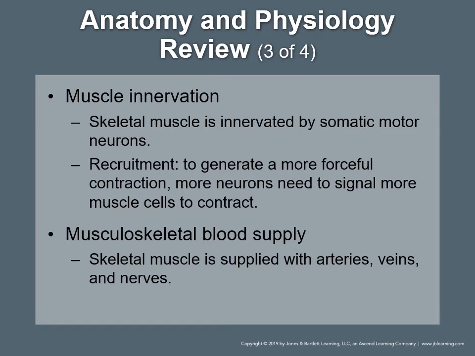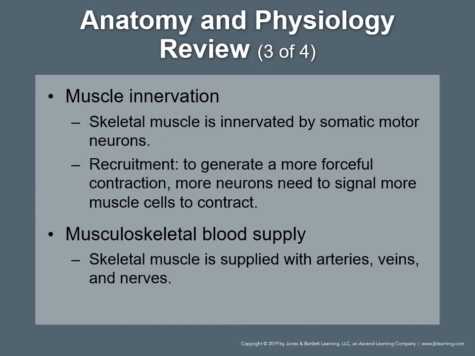Muscle innervation. Skeletal muscle is innervated by somatic motor neurons. The combination of the muscle and the neuron that innervates it constitutes a motor unit. Recruitment is to generate a more forceful contraction. More neurons are needed to signal more muscle cells to contract.